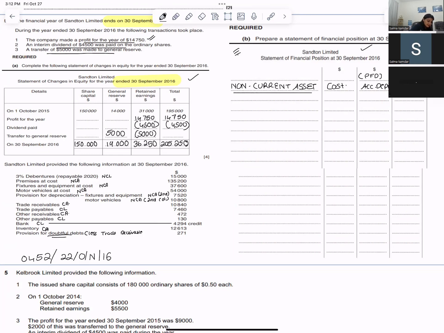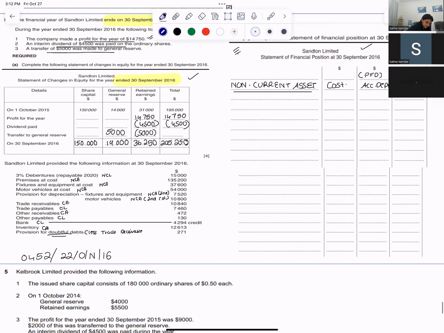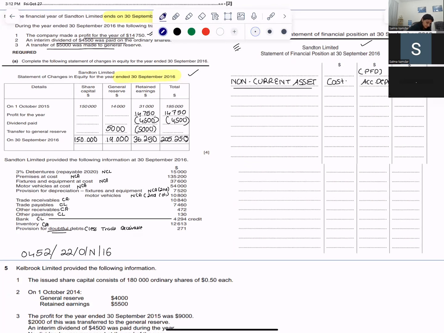How many non-current assets do you have? We have premises, fixtures and equipment, and motor vehicles. Three. Okay, so I'm writing that.